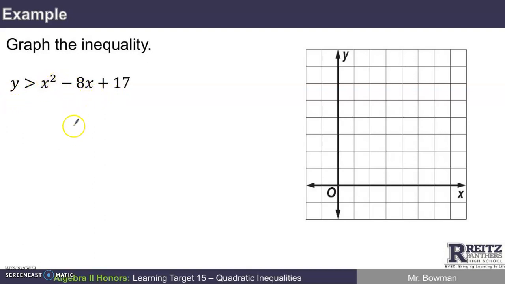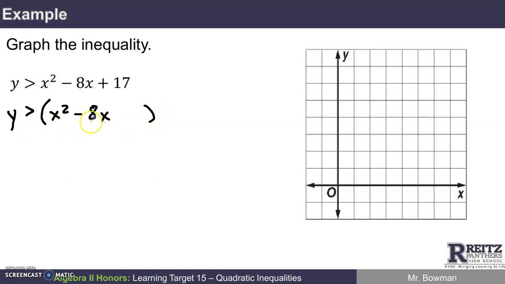So I need to find some way to graph that. Now I would recommend you try to write this in vertex form from Learning Target 14. So what I would recommend you do is to rewrite this in the form that's going to indicate the vertex. And to do that, I'm going to complete the square. So I'll give myself some room in here. This is the part that I'm trying to write.